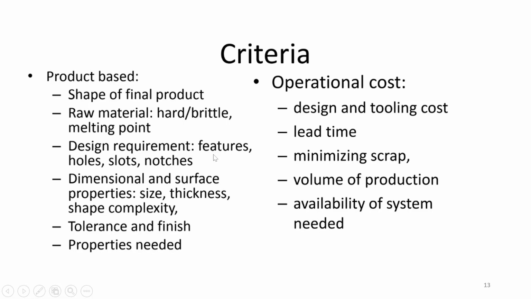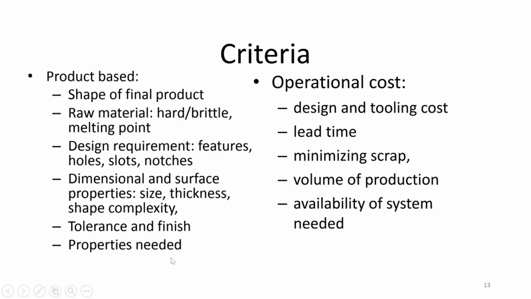So it is features: holes, slots, notches. If you require these, then which manufacturing process you will choose will also come into play. Next is dimensional and surface properties. In this case, what will be the final size, final thickness, or shape complexity? If the shape is very complex, then you can use some forming processes such as extrusion. And if there is some tolerance or surface finish requirement, then you can basically use sand casting.